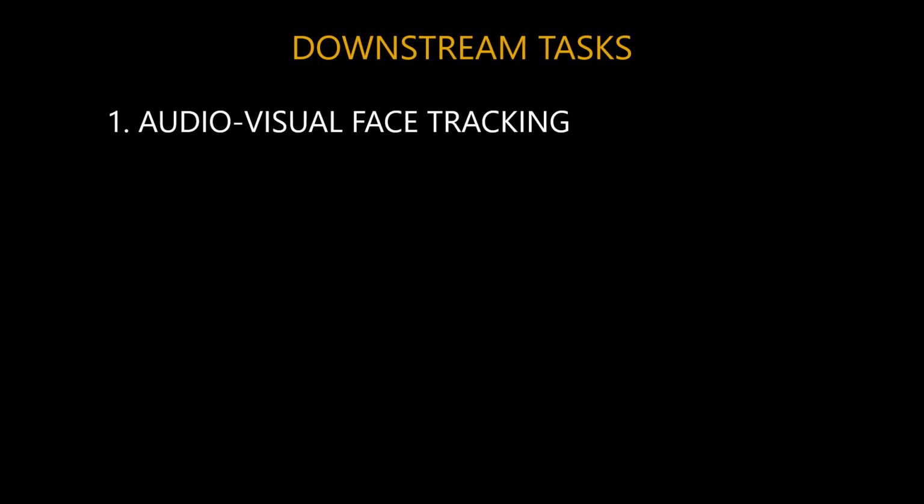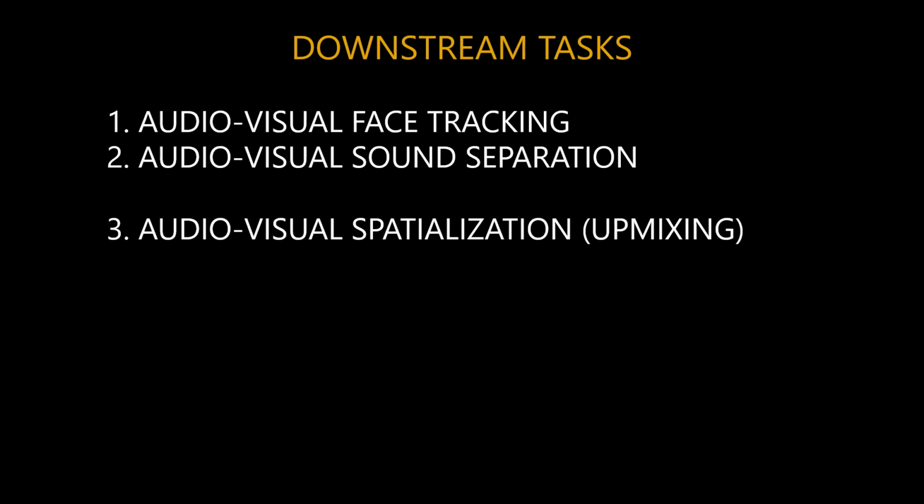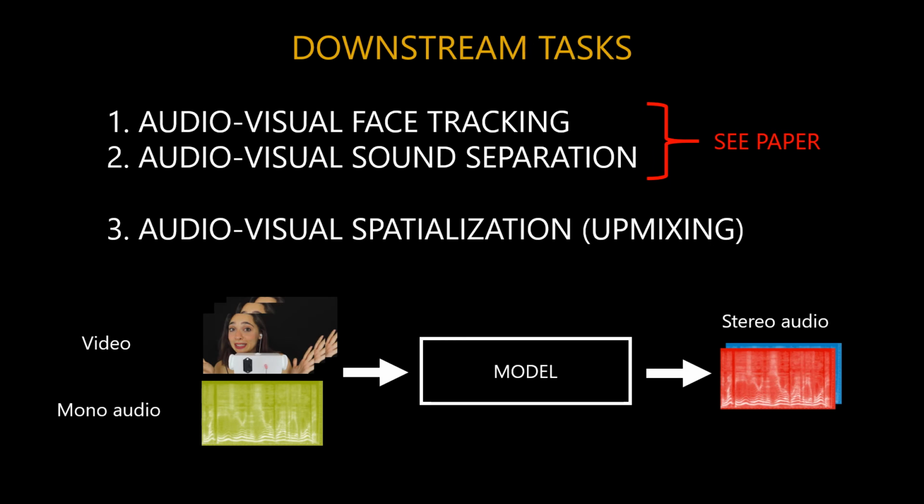Next, we leverage the learned features to perform downstream tasks that could benefit from spatial understanding. We focused on three tasks: audio-visual face tracking, audio-visual sound source separation, and audio-visual spatialization. The first two tasks are described in our paper. Audio spatialization involves transforming a mono audio track without spatial cues to audio that has spatial cues, using information from the visual input. Since our task teaches a model how the features in the visual input correspond to spatial cues in the audio, we hypothesize that they would be useful for this task.